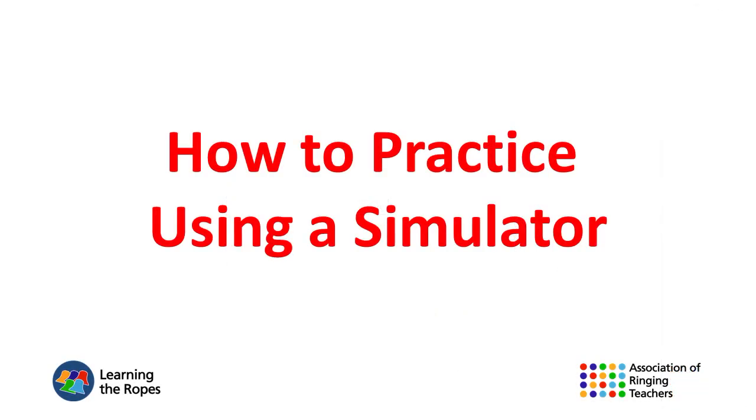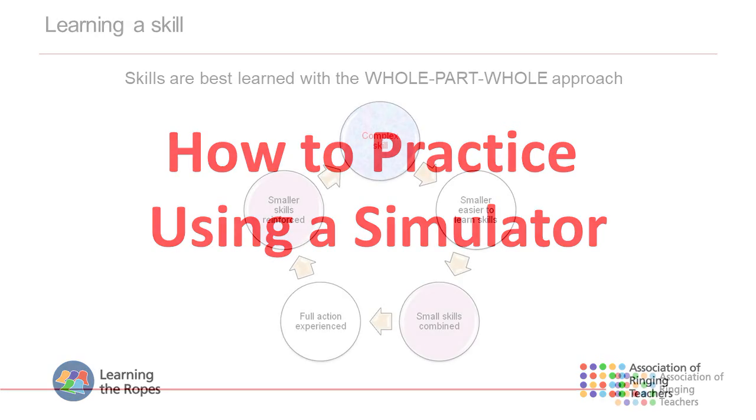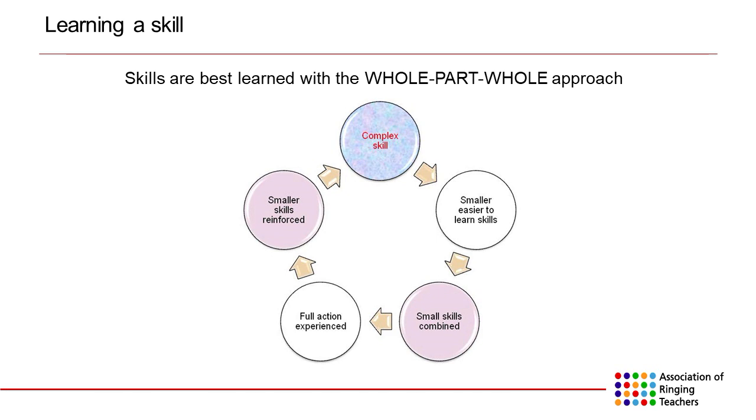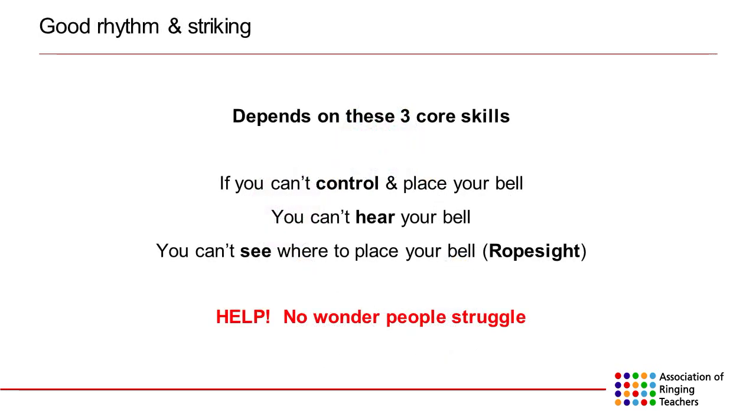How to practice using a simulator. Bell ringing is a complex skill. When you are ringing, you are doing a number of different things simultaneously. You are multitasking. ART's approach is to break this down into a series of smaller, easier to learn skills. You can then put these skills together. However, you may still need more practice on some of these individual skills before you can fully multitask. These skills can be broken down under 3 headings: bell control, the ability to hear your bell, and rope sight. All 3 are interdependent.